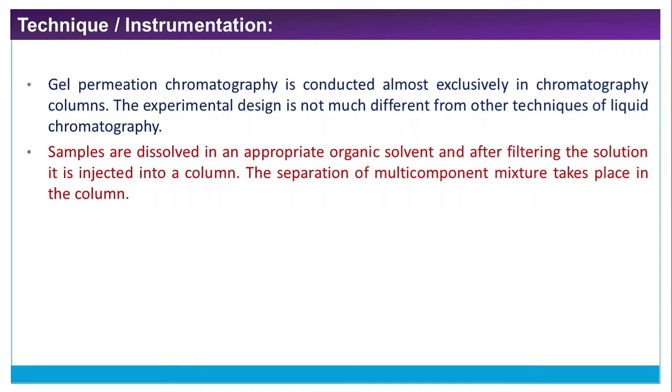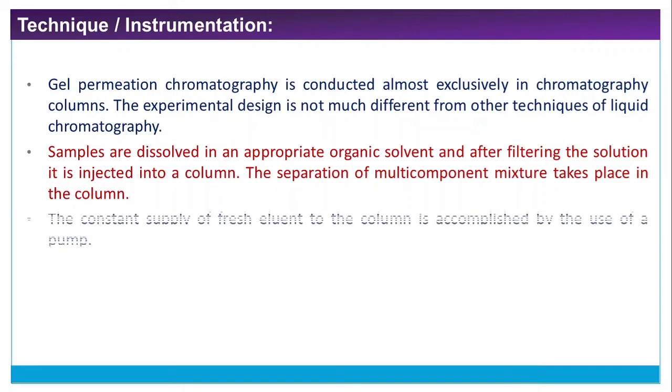The separation of a multi-component mixture takes place in this column. So if you give multiple components, that is more than two components also, they can easily be separated according to their size. The constant supply of fresh eluent to the column is accomplished by the use of a pump. In every chromatographic technique we have to constantly supply fresh eluent, but in this case the gel retards the rate of separation, so we have to use a pump. So the fresh eluent goes into the column with some pressure.